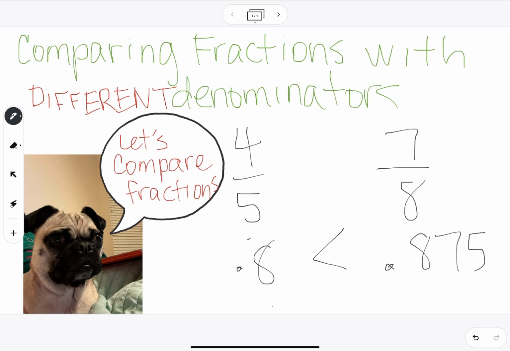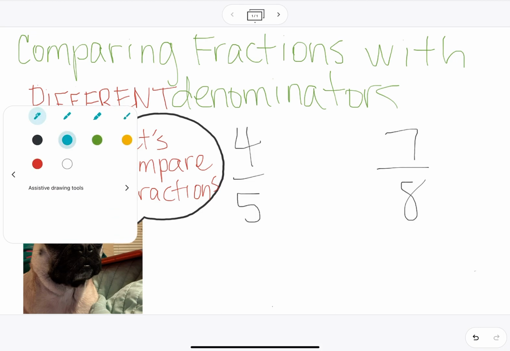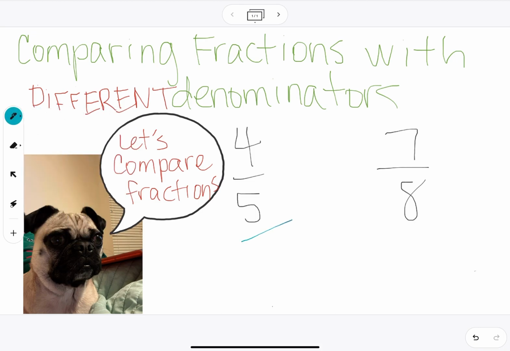0.875. Okay, another really quick trick that you can do, if you don't want to do all that, is cross multiply. So let's cross multiply. Here, we'll do 5 times 7. Okay, so when we do 5 times 7, I'm going to put the 35 on this side.